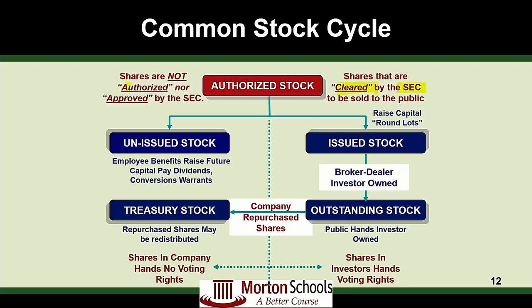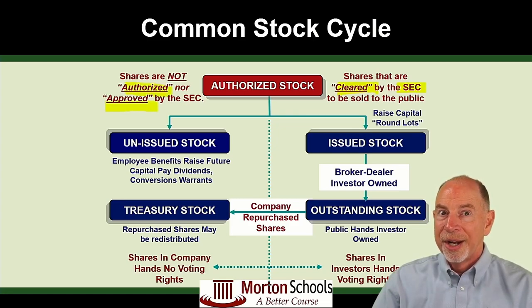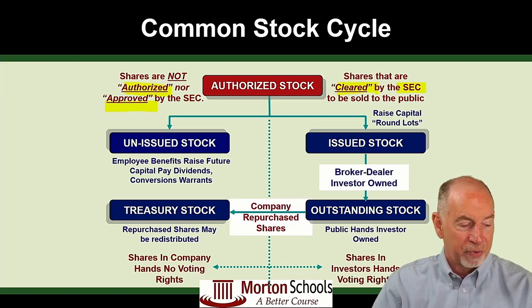In order to sell that stock to the public, the stock has to be cleared by the SEC, not authorized or approved. You would never see those terms in a correct answer on a test. So anytime you see those terms authorized or approved connected to the SEC, you know that answer is a false answer. You want to be looking out for that one.